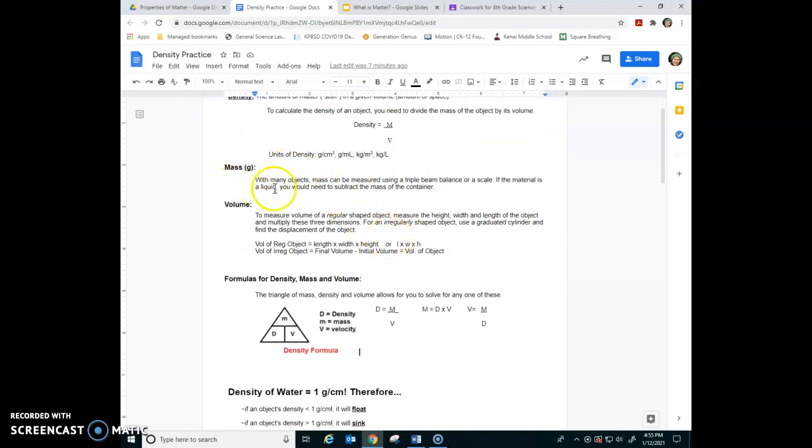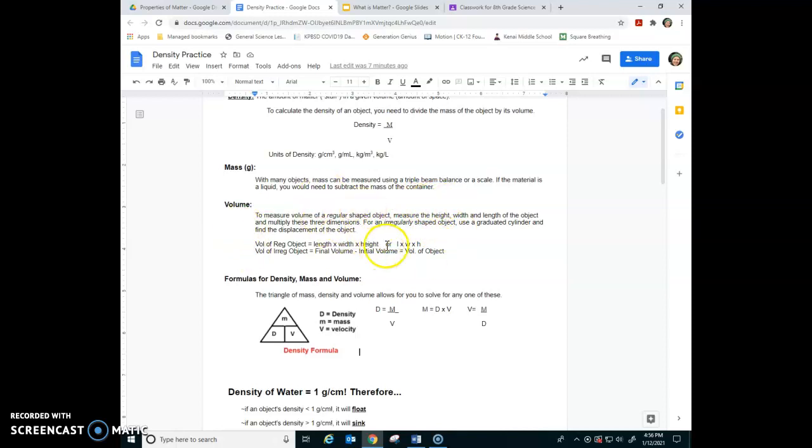Okay? Here's a reminder of what mass is. You have to measure that using a triple beam balance or a scale. If it's a liquid, you would need to know the mass of the container first so you can subtract it from the total. Let's say you're putting liquid into a beaker, you need to know the mass of that beaker when it's empty so you can subtract that mass before you find the mass of the beaker and the liquid together.